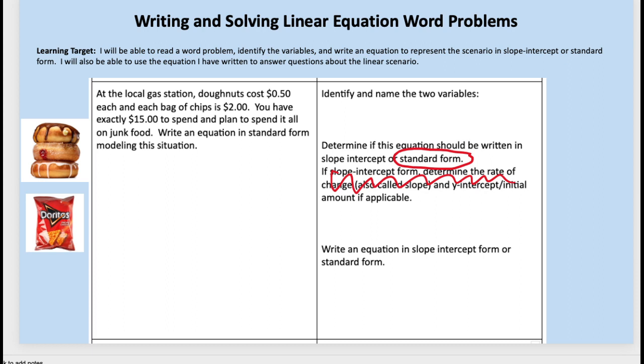So let's go ahead and figure out our two variables. What are we trying to determine here? We already know the total cost, so we don't need to worry about that. What we do need to determine is the number of donuts. So I'm going to say D for number of donuts. We don't know how many donuts we're going to buy. And then we also want to know the number of bags of chips, so I'm going to say C for number of bags of chips.